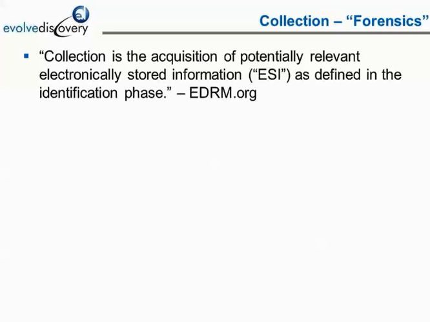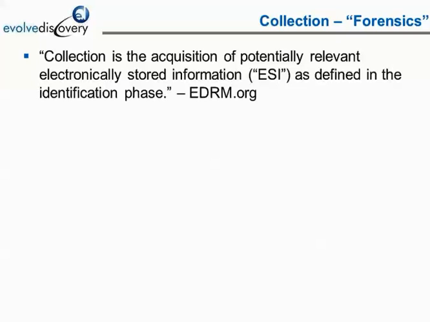Now, we kind of lump it into one thing, and I'm sure that when you talk to people at parties or your friends about doing forensics, they start thinking CSI stuff. Well, the fact of the matter is that it's often much more mundane than that. It's really the acquisition of potentially relevant electronically stored information, or ESI, as defined in the identification phase. Now, I pulled this right off of the EDRM webpage because I thought it was a pretty concise description of what we're trying to accomplish here, right?